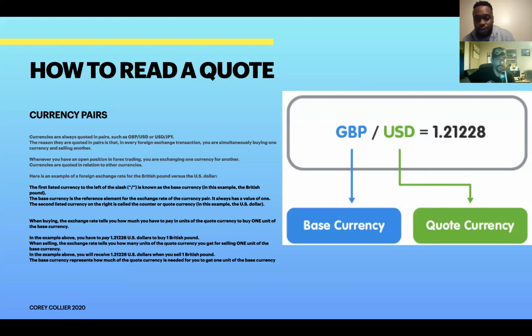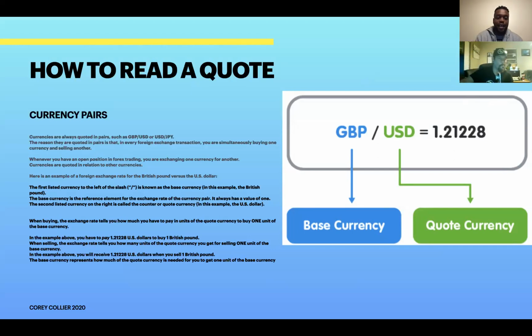So in the example to the right, the British pound, United States dollar, what that's telling you is that for one British pound, it's going to cost you $1.21. That's what that quote is telling you. So whenever you have an open position in Forex trading, you are exchanging one currency for another. Currencies are quoted in relationship to other currencies.